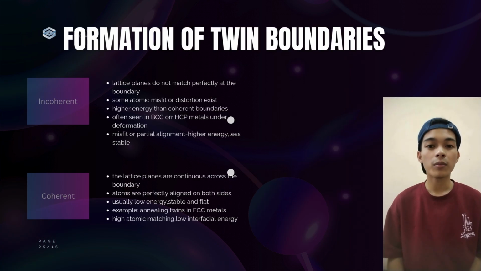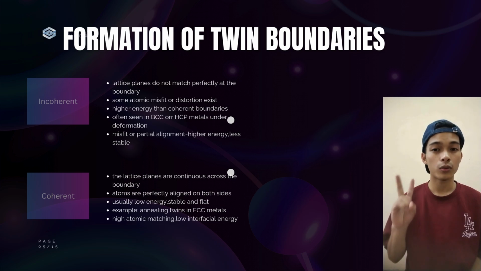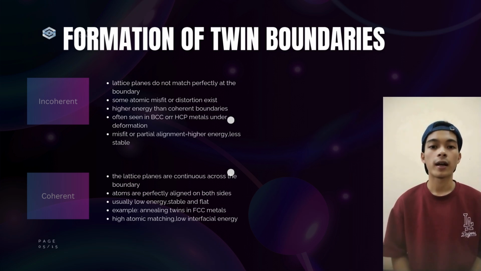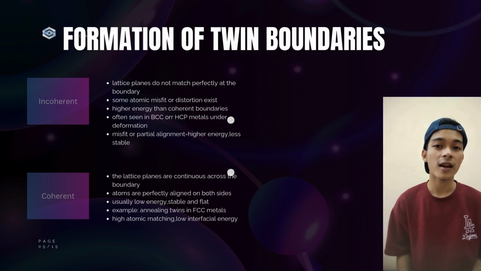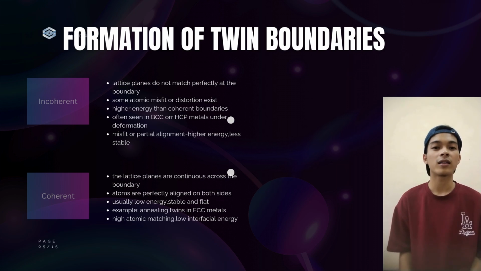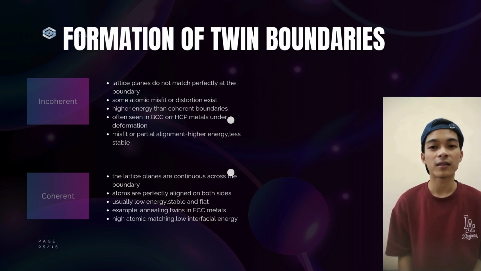Next, twin boundaries form mainly in two ways. First, annealing twins form during heat treatment, especially in FCC metals such as copper and aluminum, due to atomic rearrangement during grain growth. Second, mechanical twins form during plastic deformation, particularly at low temperatures or high strain rates. This type is common in BCC and HCP metals like magnesium.